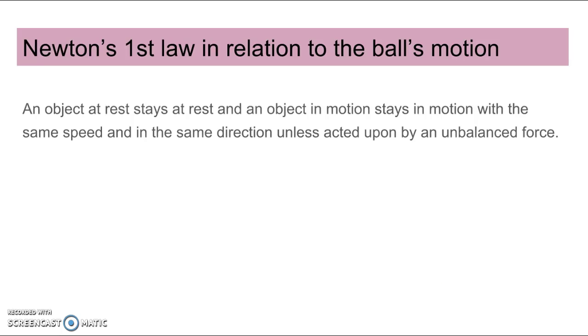Newton's first law relates to the ball in motion because the ball was originally at rest until it was acted upon by an unbalanced force of gravity, which was when I let go of the ball. Then the ball came to a rest again because of the unbalanced force of friction between the ball and the carpet.